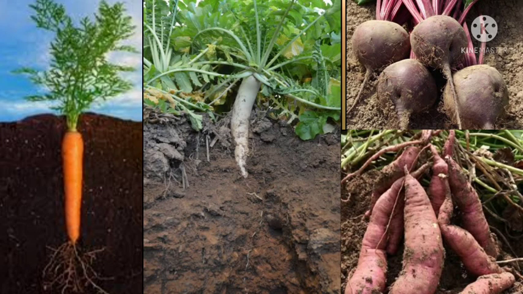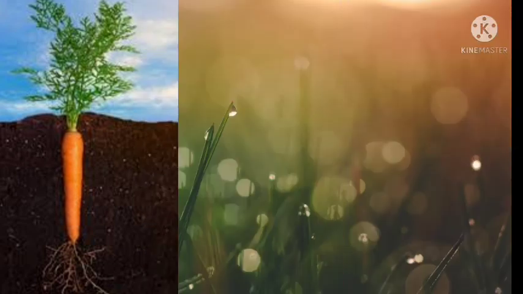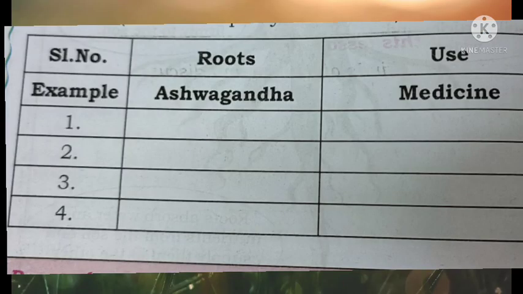Then see here, some of the vegetables. You can see vegetables like radish, carrot, beetroot, sweet potato. From which part of the plant do you get this? We get these from the roots of the plant. Finally, here in the textbook, the names of 4 roots you have to mention and also their uses. One is given, Ashwagandha is a root.